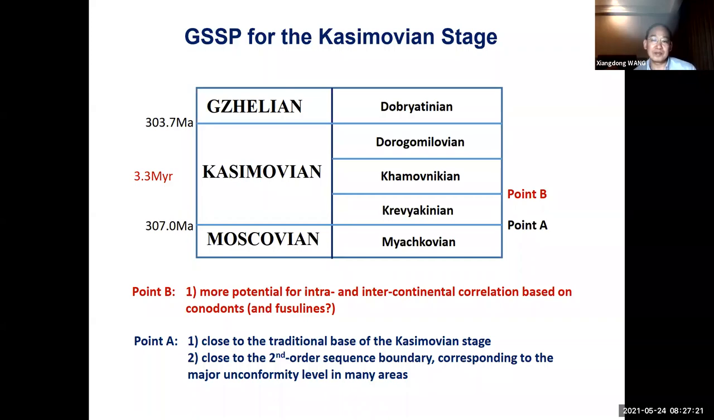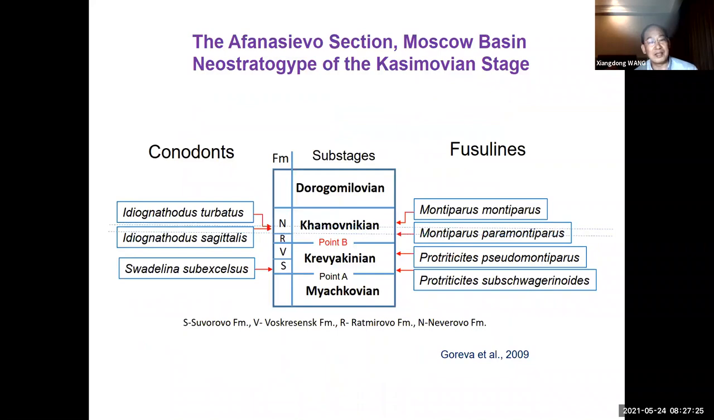Next, please. And this is to show the new stratotype of Kasimovian stage. This is published by Goreva et al., 2009. I think later on, Goreva will give more detail about this. So this is a fascinating section. I will briefly show each index fossil, their occurrences, and the lithologic column.